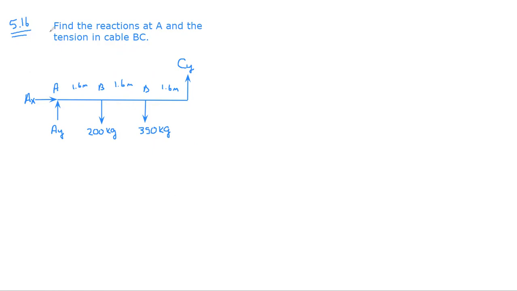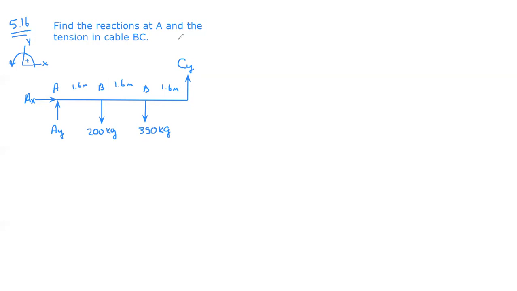This is problem 5.16. Problem statement: find the reactions at A and the tension in cable BC. I have my free body diagram already drawn. I'm sure it looks very similar to what you have. With all these types of problems, I'm going to start with the equilibrium equations. There are three of them.